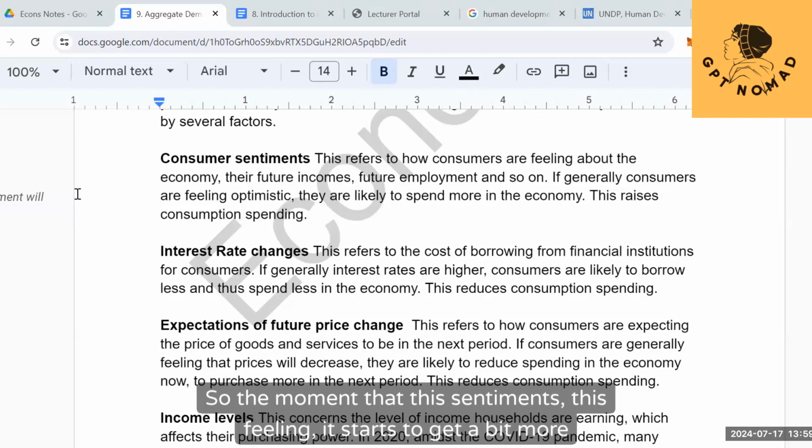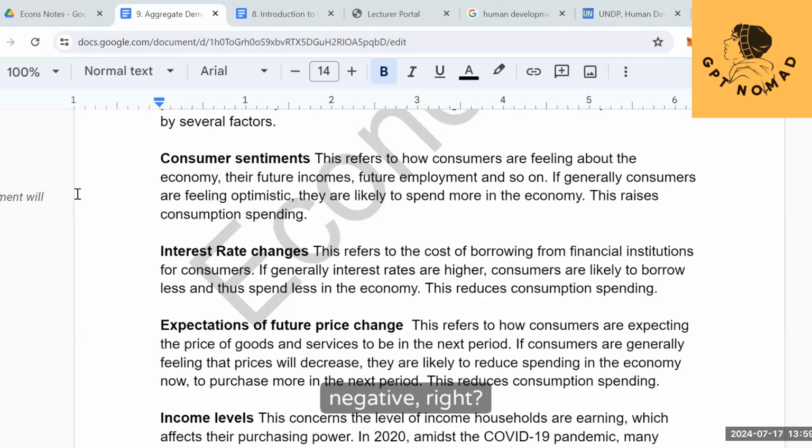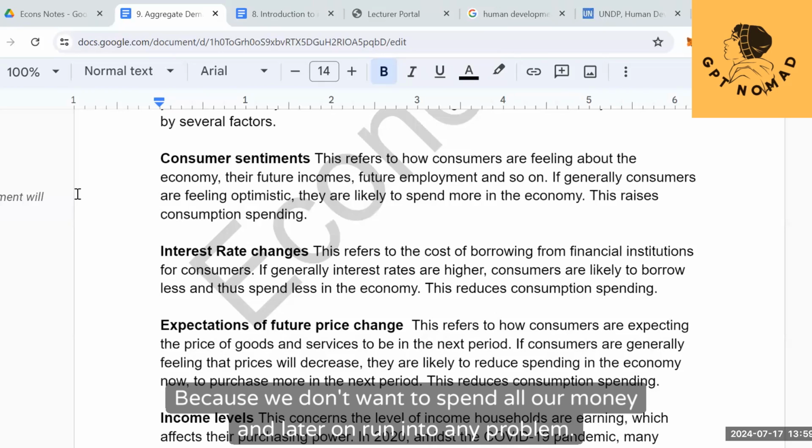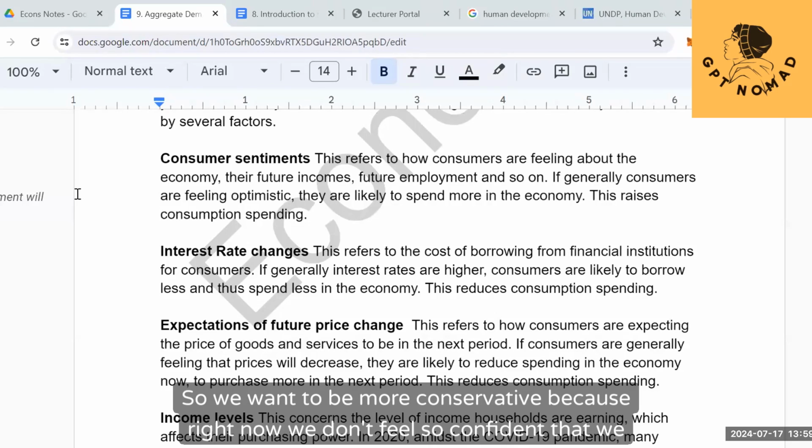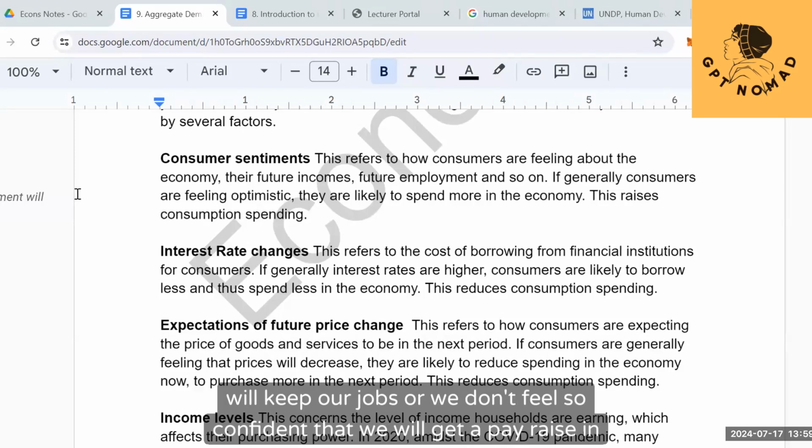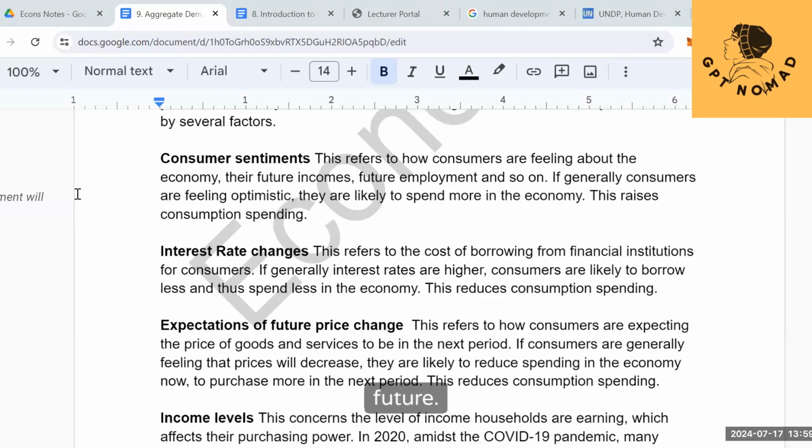So the moment that this sentiment, this feeling, starts to get a bit more negative, we will start to spend less. Because we don't want to spend all our money and later on run into any problem. So we want to be more conservative because right now we don't feel so confident that we will keep our jobs, or we don't feel so confident that we will get a pay raise in future.